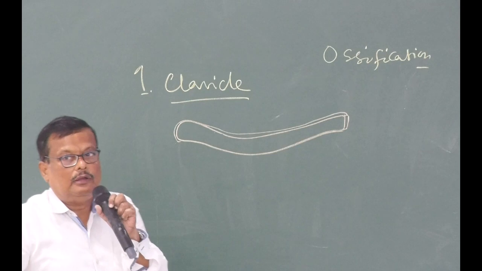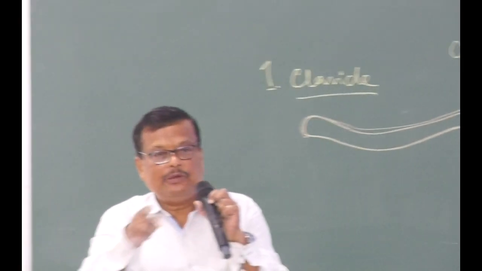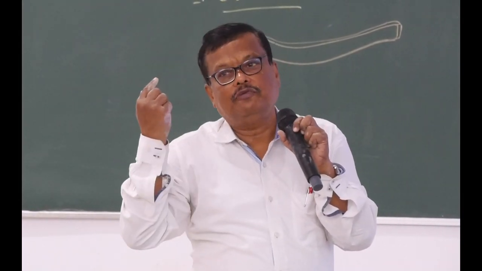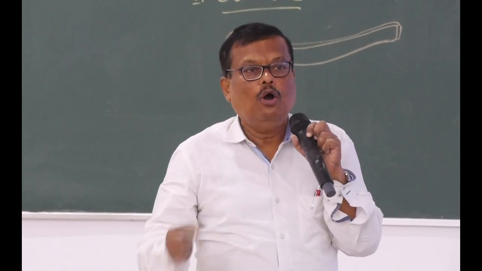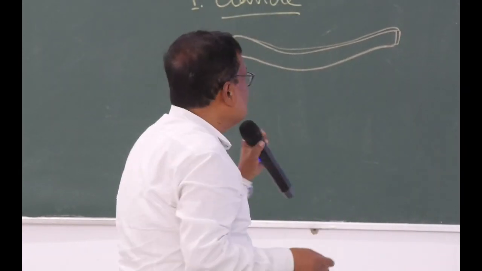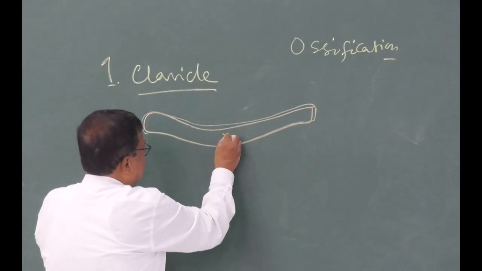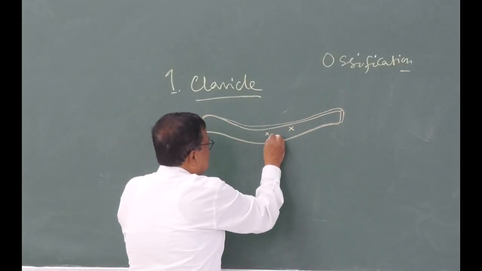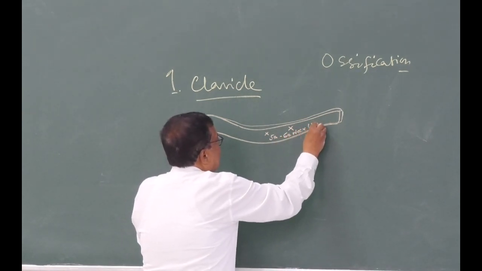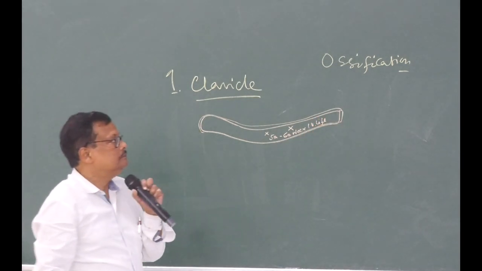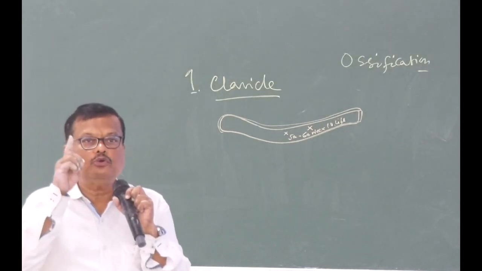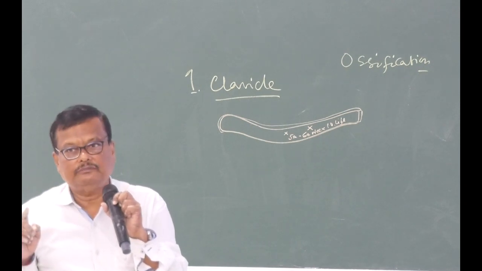The first bone to ossify, one peculiarity: each bone usually has a single primary center of ossification. Femur, radius, ulna, humerus all have a single primary center of ossification. In the clavicle, two primary centers of ossification appear in membrane at about the 5th to 6th week of intrauterine life. So the clavicle has two primary centers of ossification.